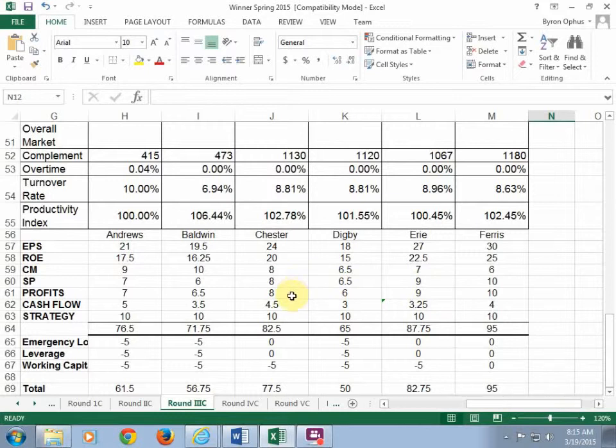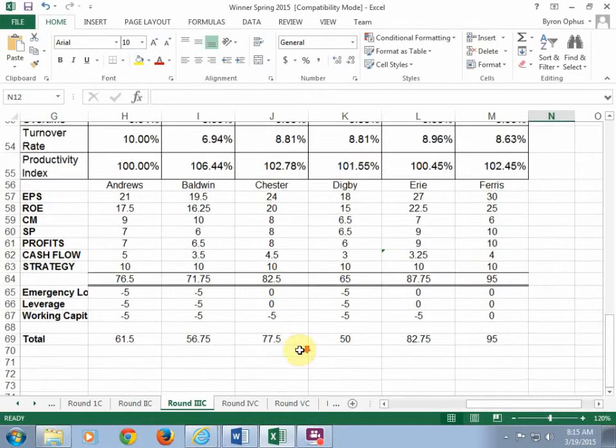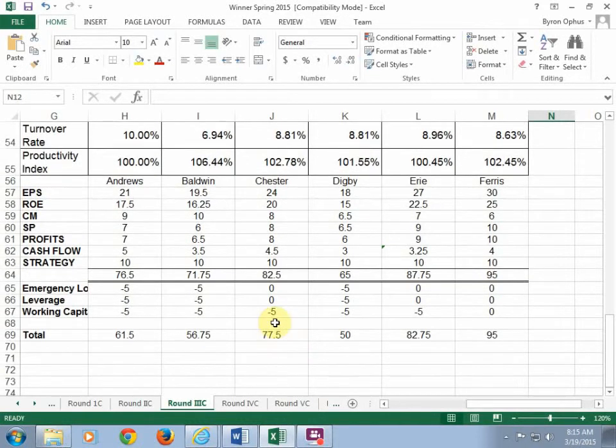Profits, Erie, Chester. Cash flow, Andrews actually had pretty good cash flow. Chester got dinged for working capital. Every team but Ferris got dinged for working capital, however, so Ferris ended up having a good score of 95. Erie would have been second, but in terms of the student teams, Chester by quite a long shot. We saw a lot of emergency loans, didn't we? Every team but Chester, I think, had an emergency loan, if I'm not mistaken. I don't know if that was an overestimation of demand or overproduction. We'll take a look and see.